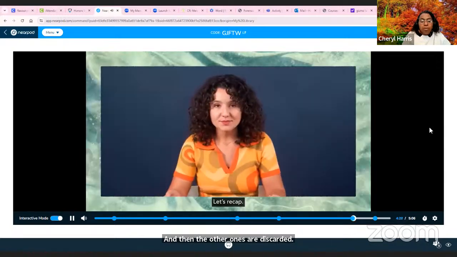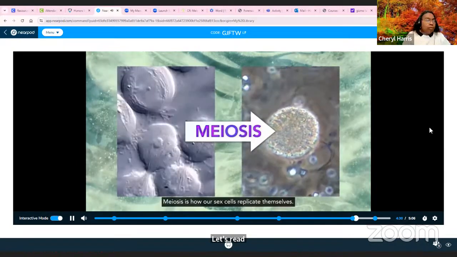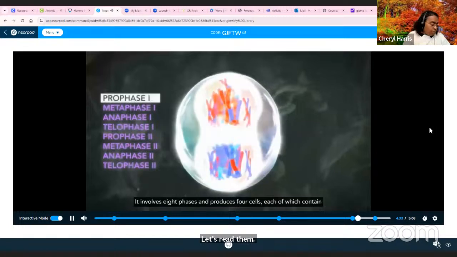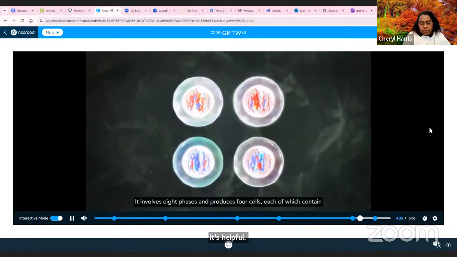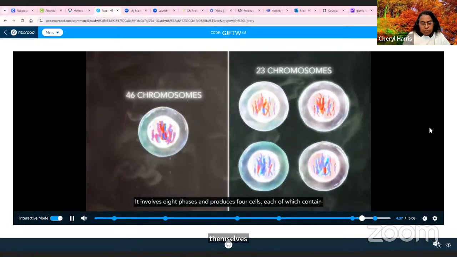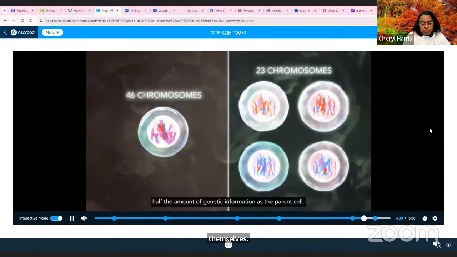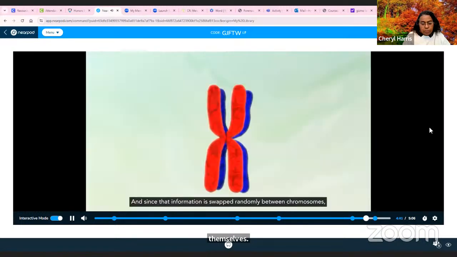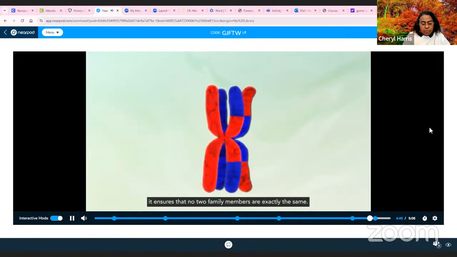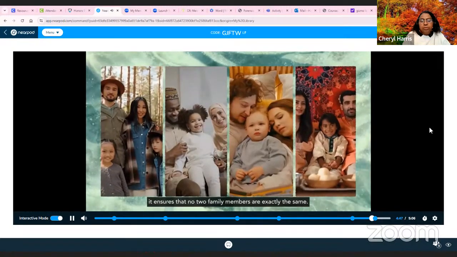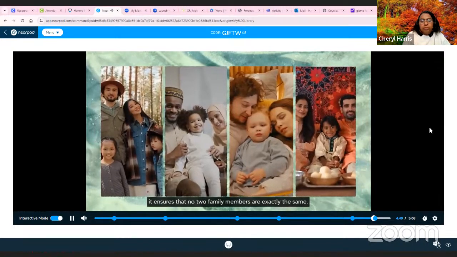Let's recap. Meiosis is how our sex cells replicate themselves. It involves 8 phases and produces 4 cells, each of which contain half the amount of genetic information as the parent cell. And since that information is swapped randomly between chromosomes, it ensures that no 2 family members are exactly the same.